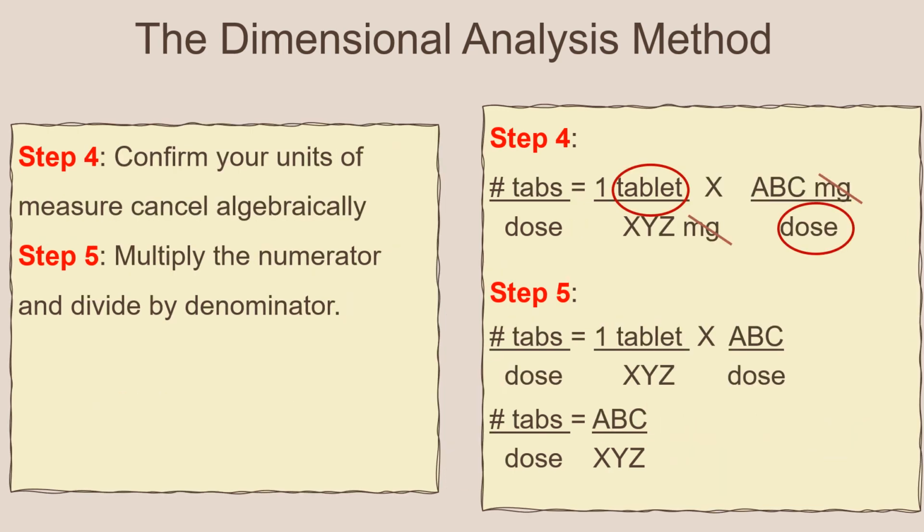Step 4, we will cancel out our units of measurements that are the same. This should leave us with what we're looking for. Our last step, step 5, is to multiply across the numerators to create a new numerator. Then multiply across the denominator to make a new denominator. Then we reduce to get our final answer. This is going to look so much better with real numbers, I promise.